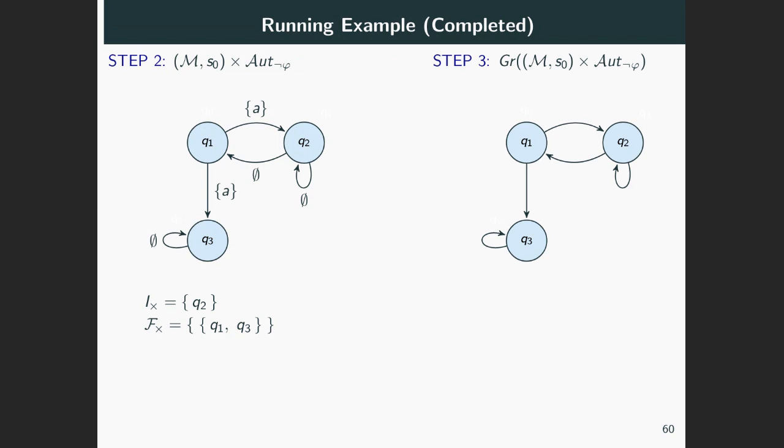In step 3, we check the non-emptiness of the language accepted by this product automaton by looking at its underlying graph shown on the right. We compute its maximal non-trivial strongly connected components. There are two of them. One is Q1, Q2, and the other one is Q3.